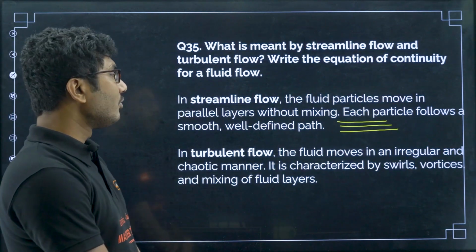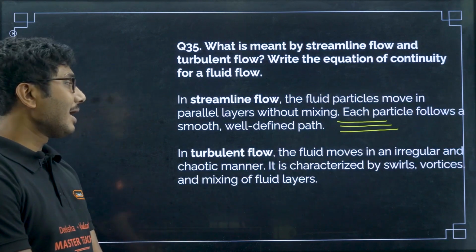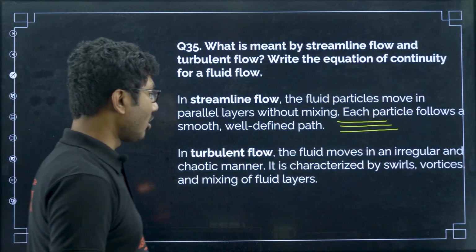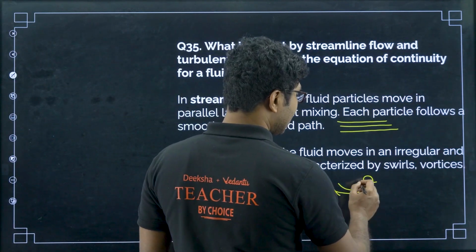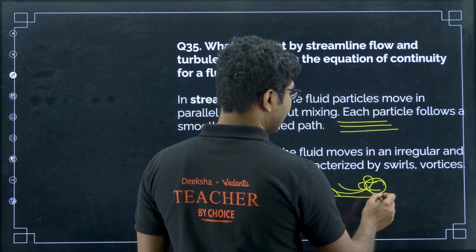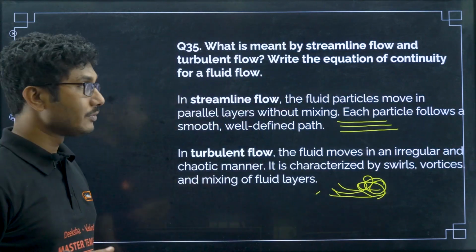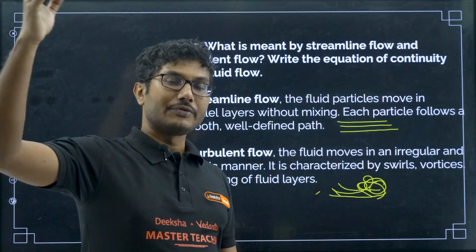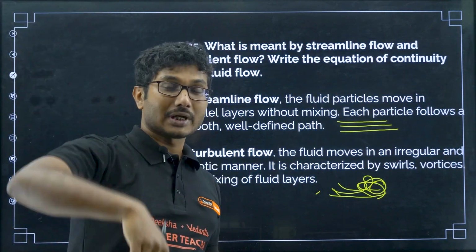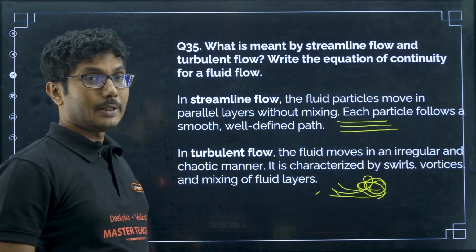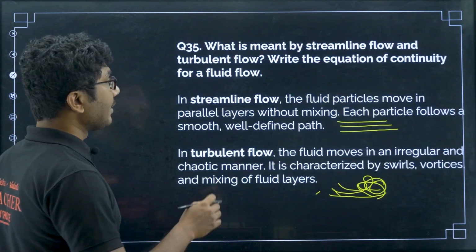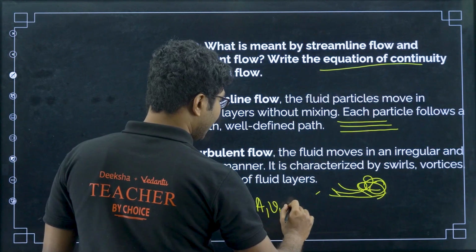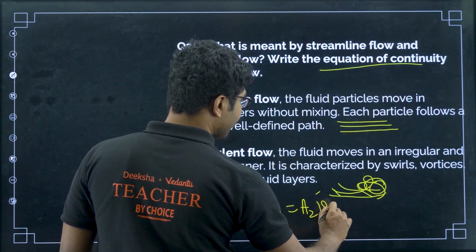And in turbulent flow, fluids move in an irregular and chaotic manner. It is characterized by swirls, vortices and mixing of fluid layers. So basically the layers are mixing, and it can have swirls, vortices, anything is possible. For example, if you visit a seashore, you will see the waves coming. They are a kind of turbulent flow. Now, we have to write the equation of continuity as well, which is very easy: A1 V1 equals A2 V2. This is the equation of continuity.